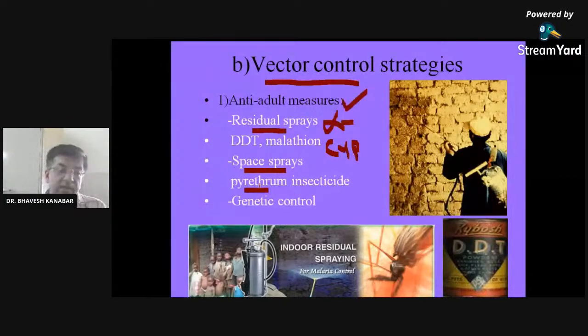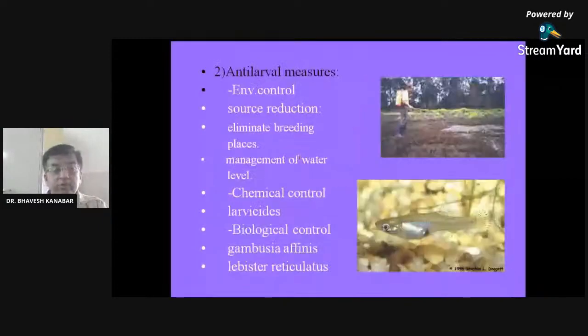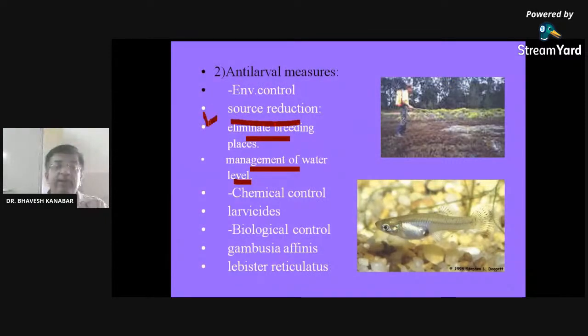Genetic control, right? We have seen this previously in the case of dengue also. Environmental control, this is the most effective method. Source reduction, this is the first and primary method, that we do not allow the collection of water, so that mosquitoes will not develop. So eliminate breeding places, management of the water level, right? Leveling of the ground so that water will not be collected. So source reduction is the most effective method for the control of mosquitoes.